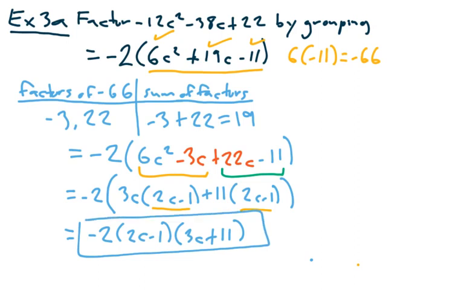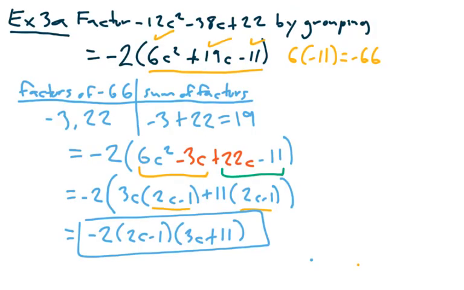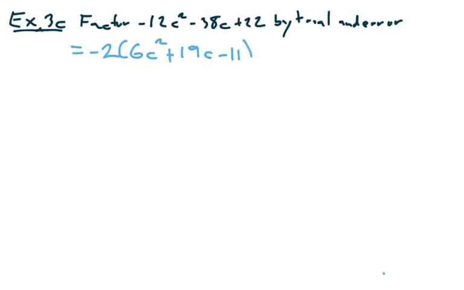Now, same problem using trial and error. Some things are the same. You always look for that common factor first, so we would still want to factor out the negative 2 and get 6c squared minus 19c plus 19c minus 11, just like last time. But this time we will begin using our trick of trial and error.